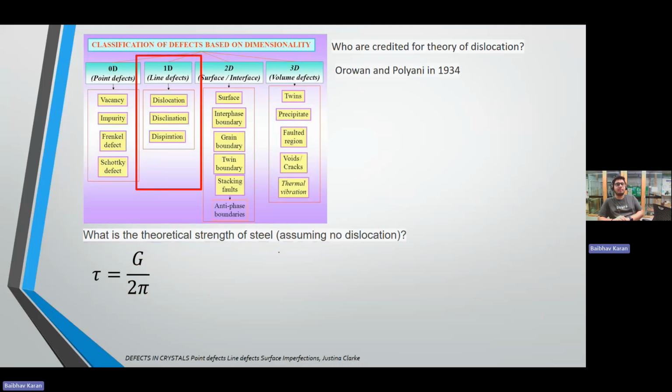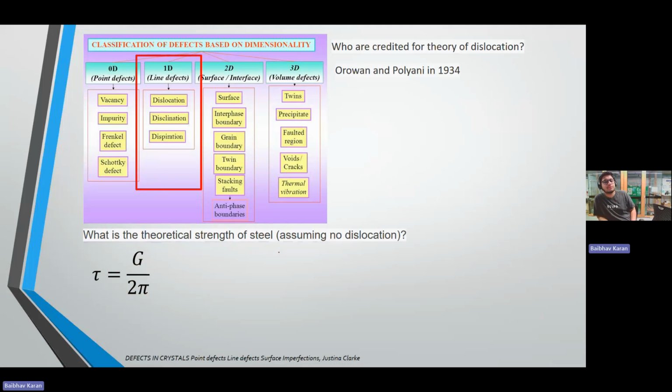Then finally, we'll be coming to one-dimensional defects, that is line defects. The first thing we'll be studying is dislocations, disclinations, and dispirations. These are examples of line defects. Orowan and Polanyi in 1934 were credited with the theory of dislocations. They initially started the theory of dislocations.